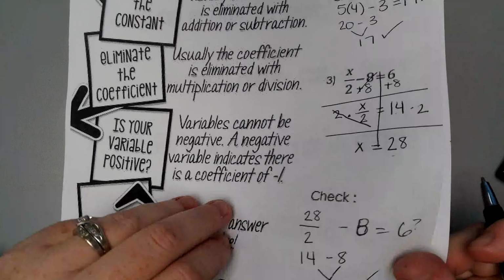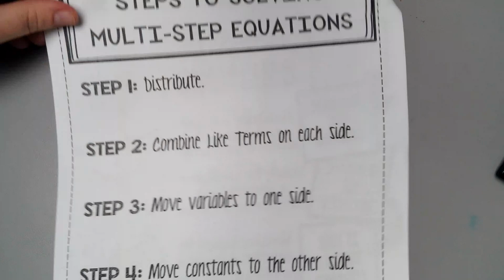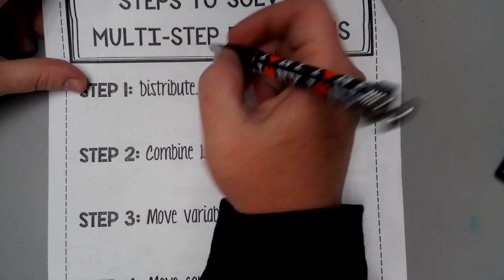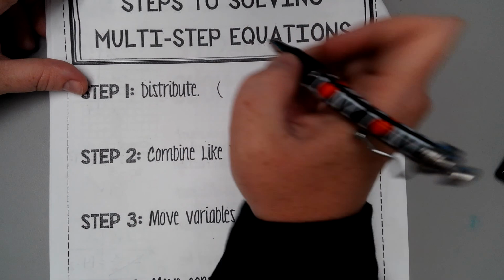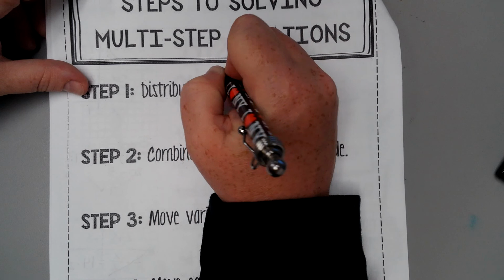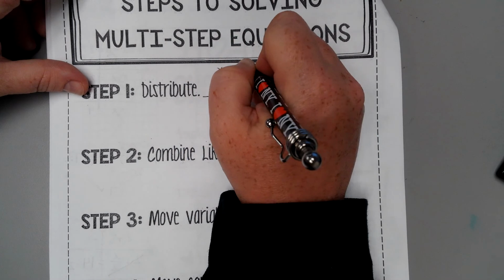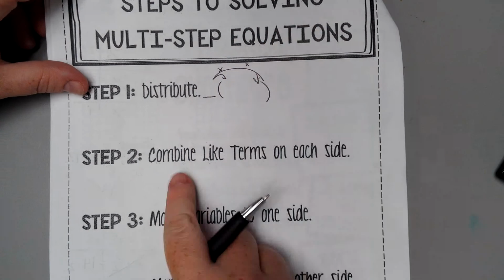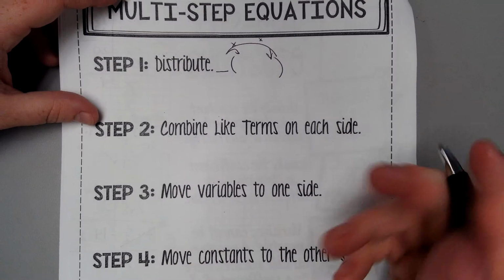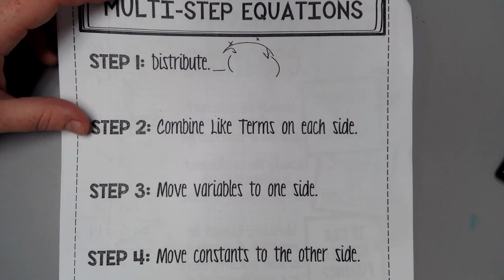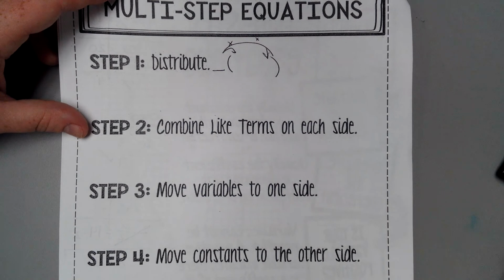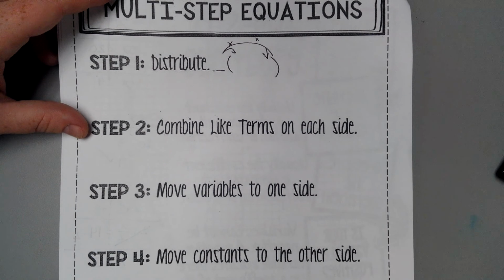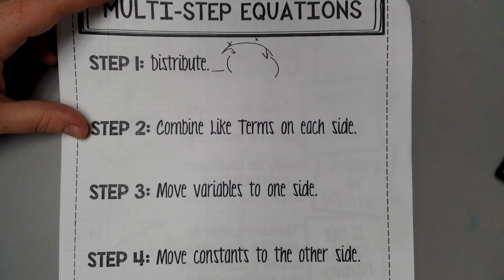The next couple pages, or next couple problems, I should say, are multi-step. So multi-step means to distribute. That means if you have parentheses, whatever is on the outside, you would multiply it to the numbers on the inside. Combine like terms. That means if you have numbers with no letters on the same side, then you can combine them by adding or subtracting. If you have variables on the same side, you can combine them by adding or subtracting.